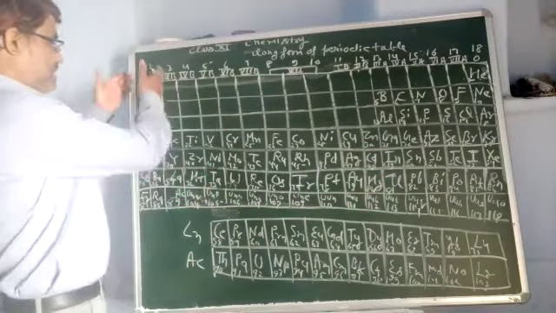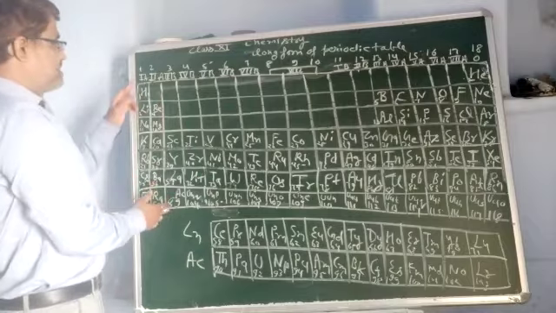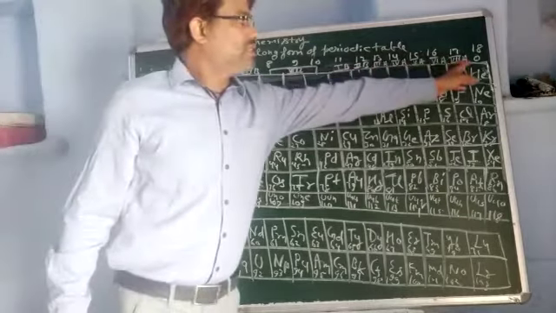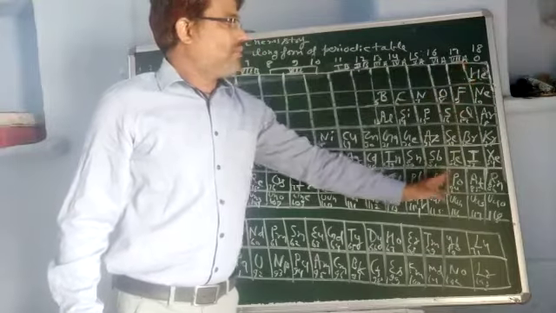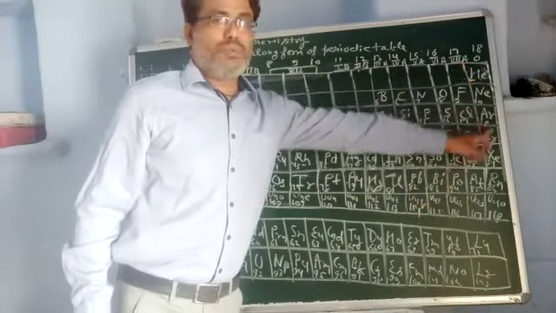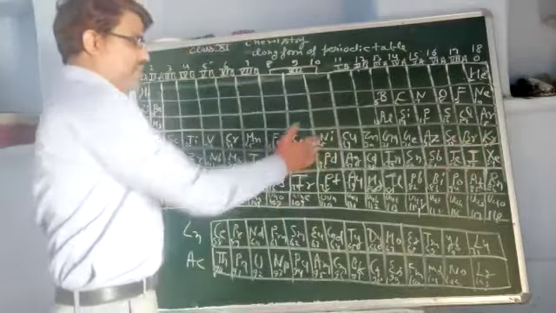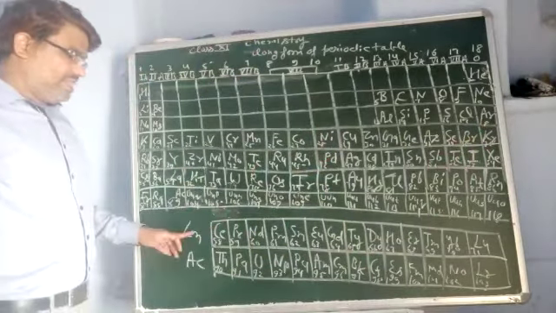So these are s block elements, that means first A and second A, and from third A to seventh A, all these are p block elements, and the zero group is the noble gas elements. And in the middle we have d block elements, and the last one is the lanthanides and actinides.